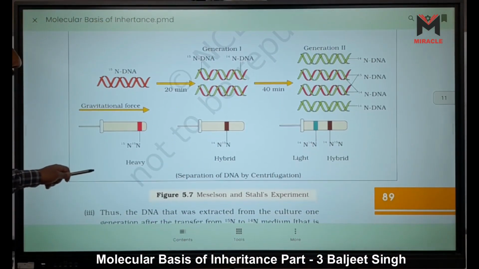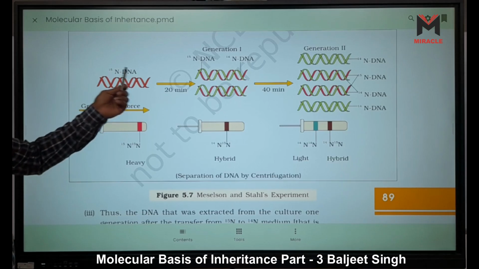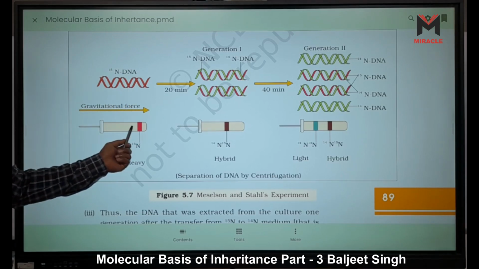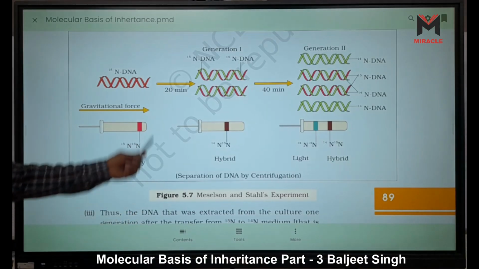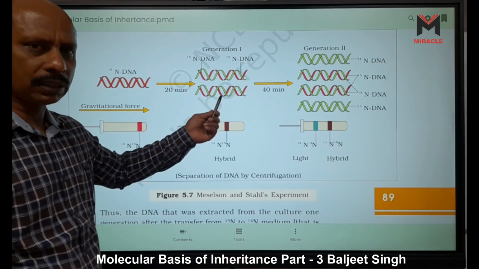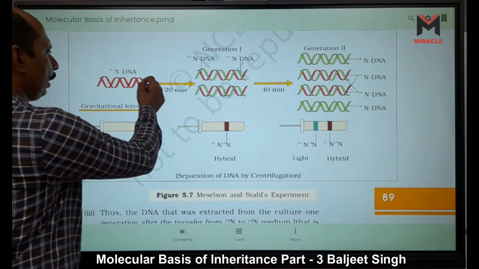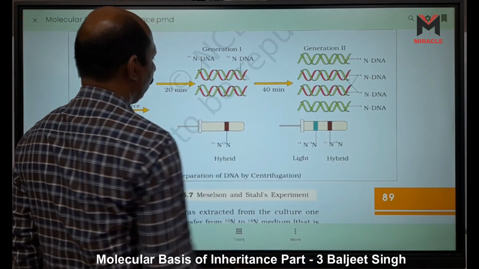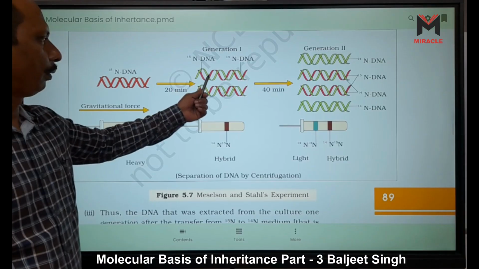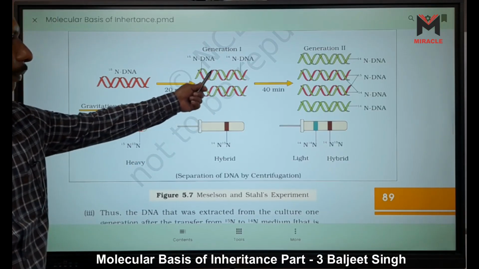Separation of DNA by centrifugation is given. It contains only heavy DNA. Look here at the base, gravitational force is more here. After 20 minutes, when two daughter cells are formed, one is the parental DNA and one is the N14 DNA. N14 is given in green color and N15 is given in red color here.